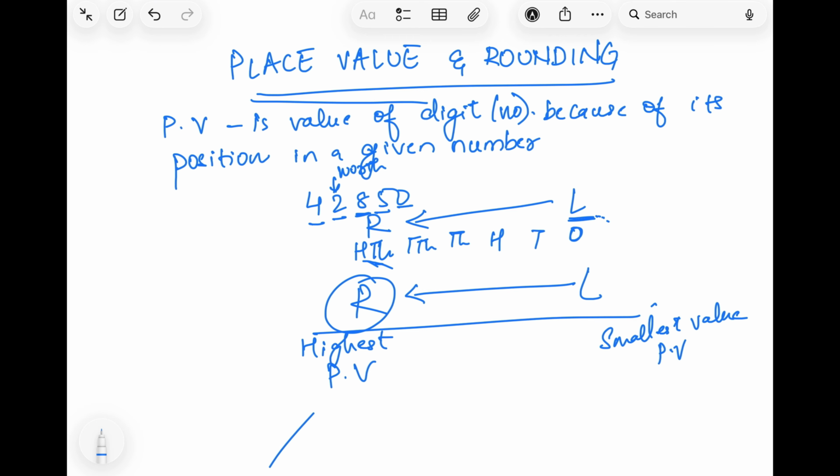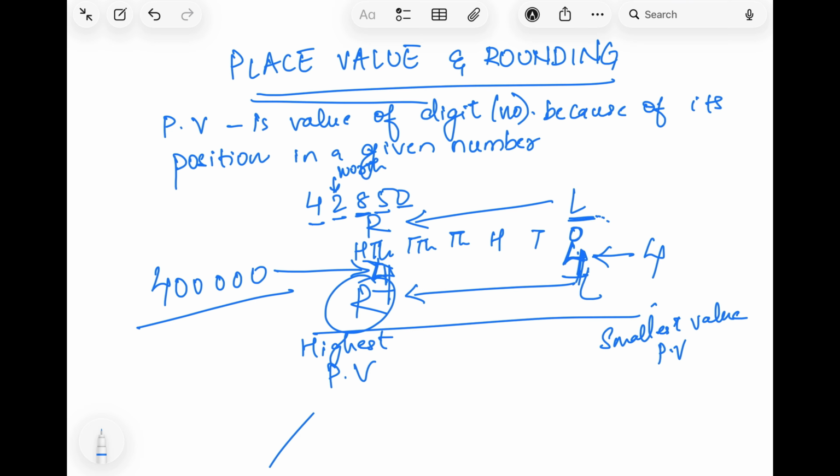If there are two digits, 4 here also and 4 here also, there is a lot of difference between the 4 at ones and the 4 at 100,000. At ones the value of this 4 is only 4, but in 100,000 the value of 4 is 400,000. So the value of the digit changes according to its place. This is what place value is.